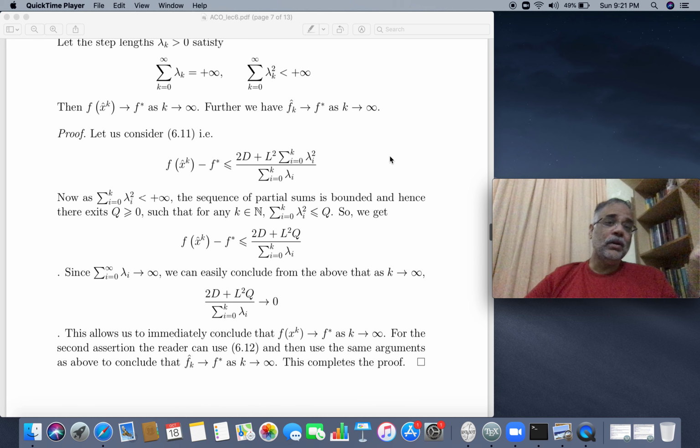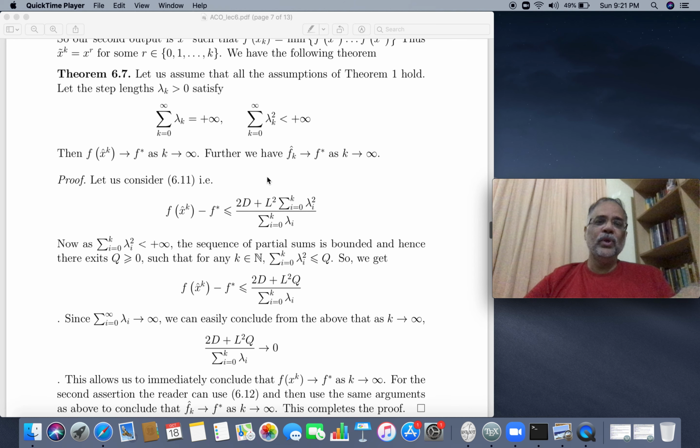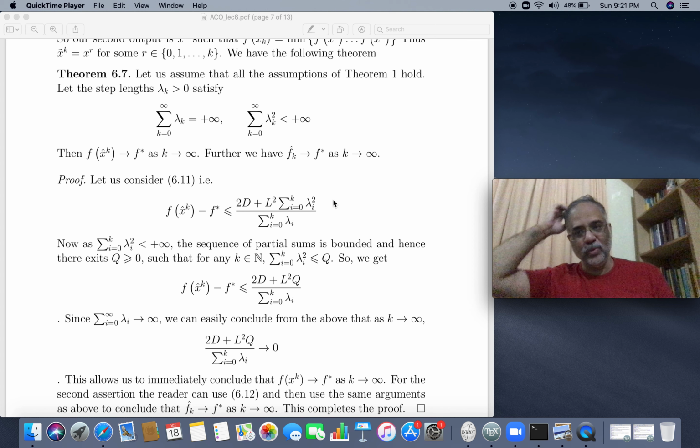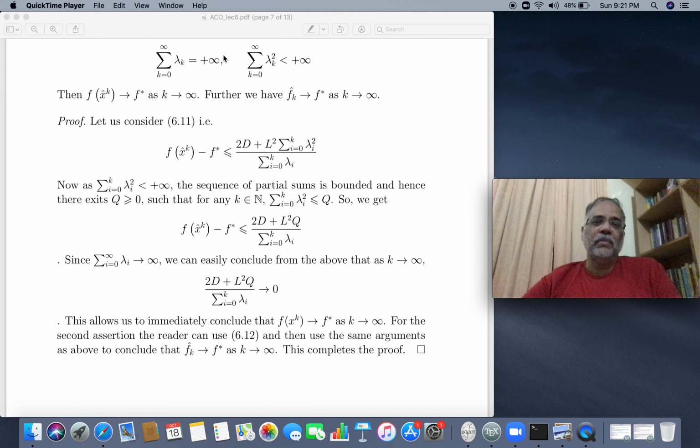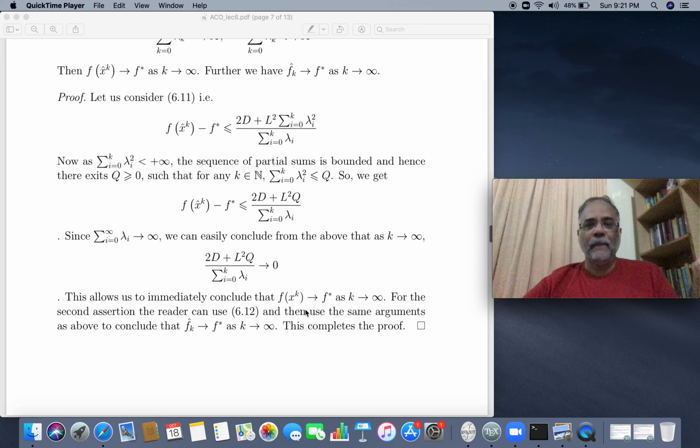I'm not proving it; it is very simple. It's just that I know that this summation of lambda i squared being convergent simply means that the sequence of partial sums is convergent, and hence convergent sequences are bounded. So we'll take the bound: any partial sum is bounded by some given number which is fixed. Just applying that and applying the divergence of this series you can just do it. That's it.